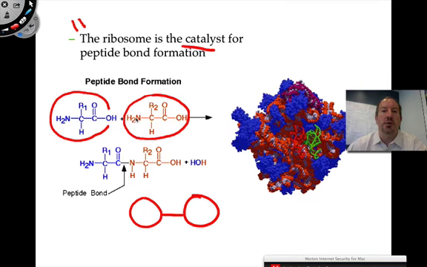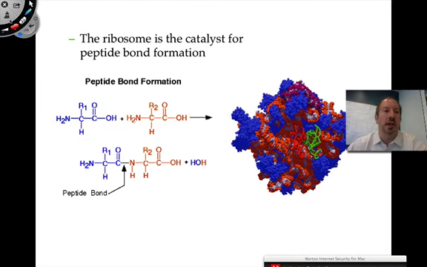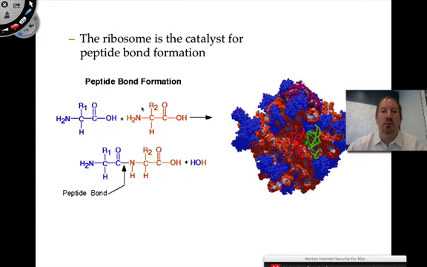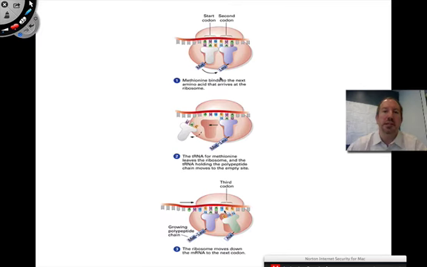I find that to be kind of cool, and it's because of its three-dimensional shape. Like for example, back here you could see the large subunit is what's really catalyzing the bond between the two amino acids. That's an important point. So I like this. It's a series of steps. So here's the first one. The second transfer RNA comes in, forms the peptide bond, and then of course the ribosome translocates and moves over, and then this tRNA goes out into the cytoplasm to get another amino acid.